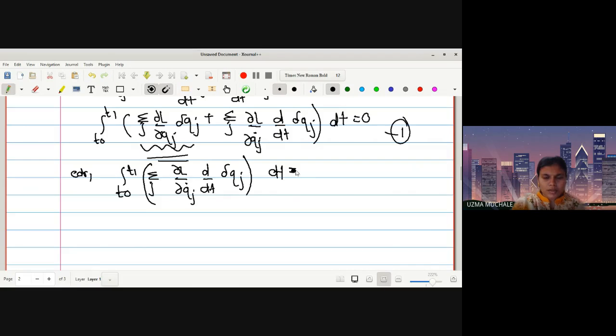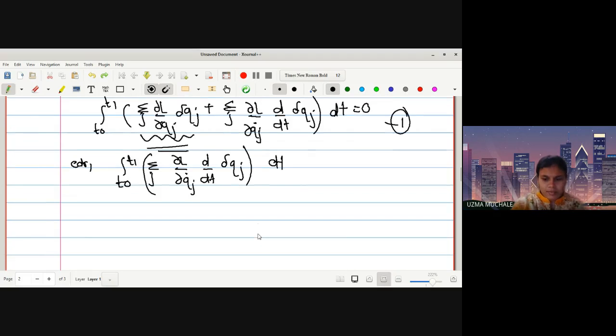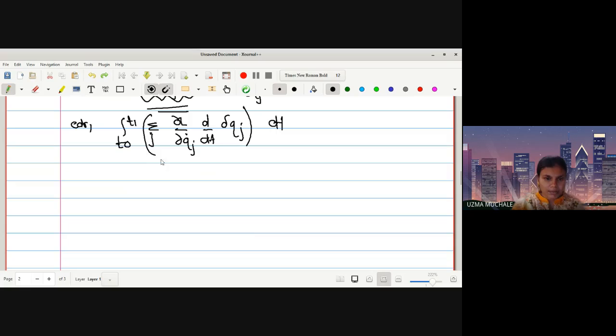Equal to 0, no need to put it equal to 0. First we'll find out the value of the second term. For that, let me write down. First we'll have this summation over j, dou L by dou Qj dot as it is, the first term as it is. Let me find out the integration of the second term. As integration and derivative are both with respect to t, what will be the resultant of this term?